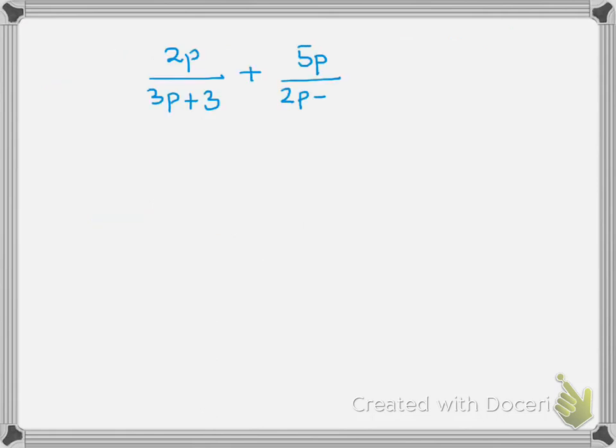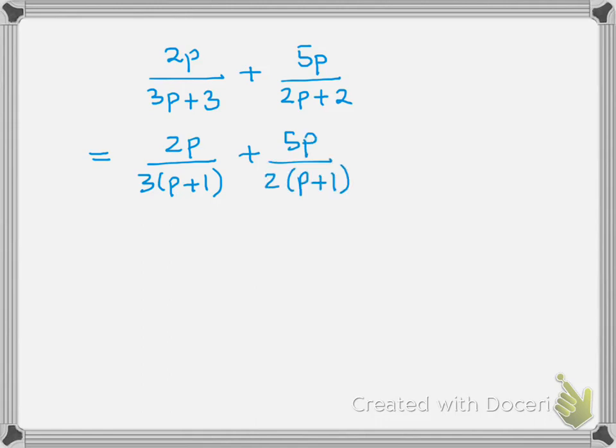One more example. Let's do 2p over 3p plus 3 plus 5p over 2p plus 2. These are also unlike fractions. I hope you can see that. But one of the things to do first here is to factor the denominators, right? If you have binomials in the numerators as well, you may like to factor them first. But in this instance, if we factor this, we've learned how to factor now. This expression is the same thing as 2p over 3 times p plus 1, because the greatest common factor of 3p and 3 is 3. And similarly, 5p over 2 times p plus 1.